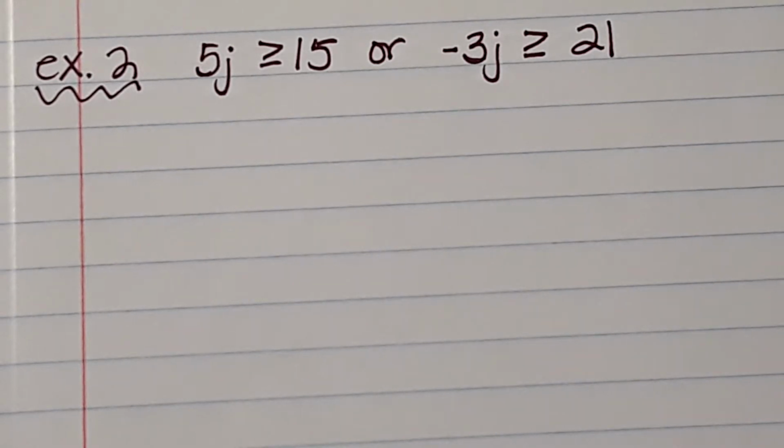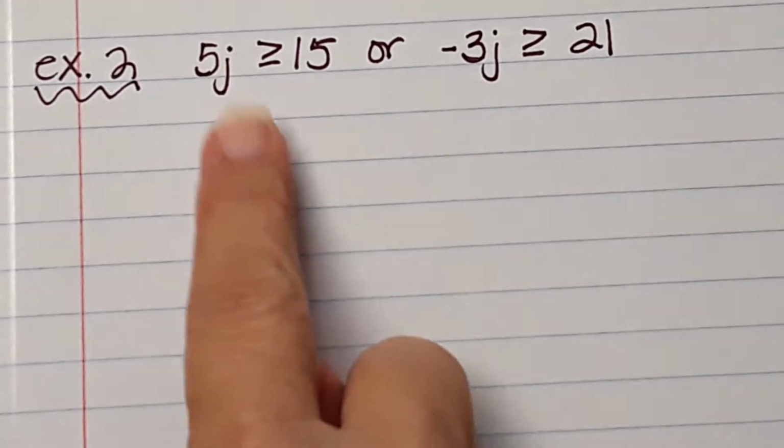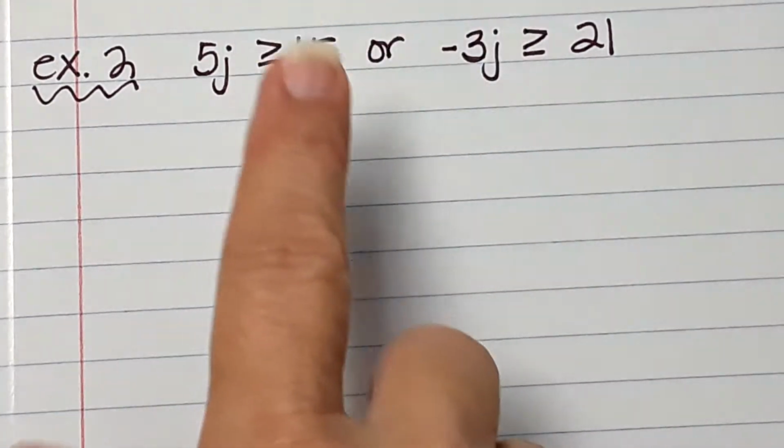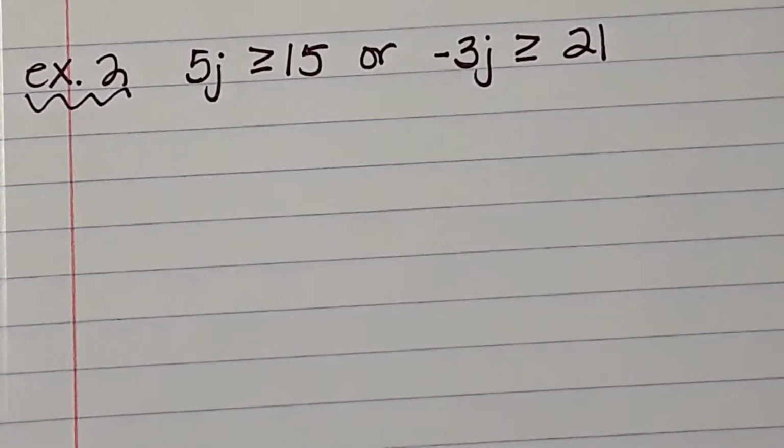Here we go. So this is example 2, and you'll notice it has an or. On example 1, the equation was between the two inequality signs. Notice we have two separate inequality signs with an or. This is going to be our union. It means we can have either or. That's what a union is.